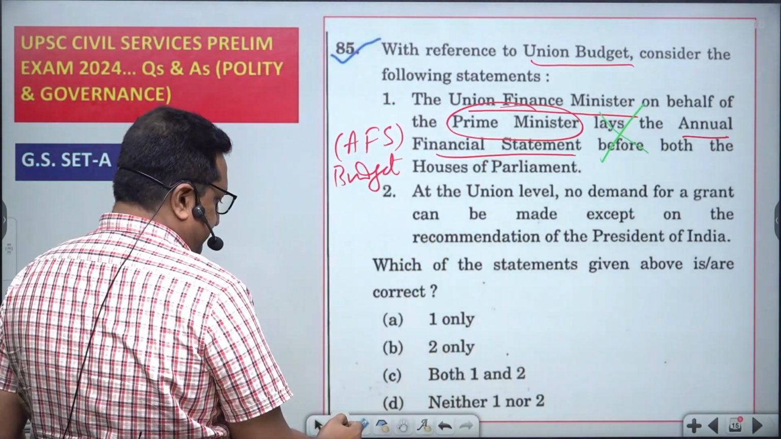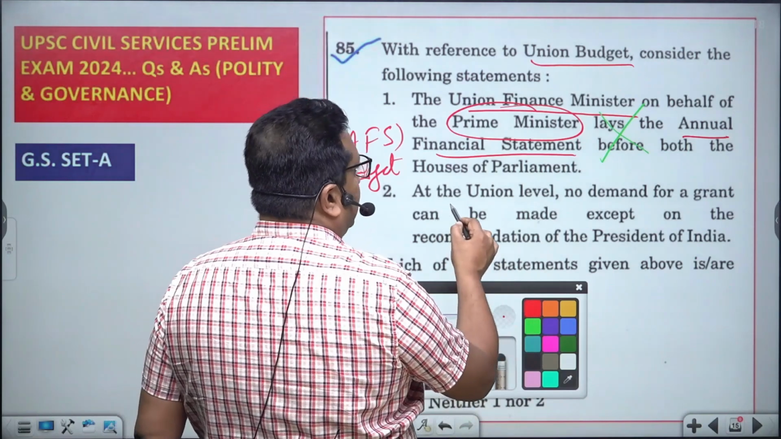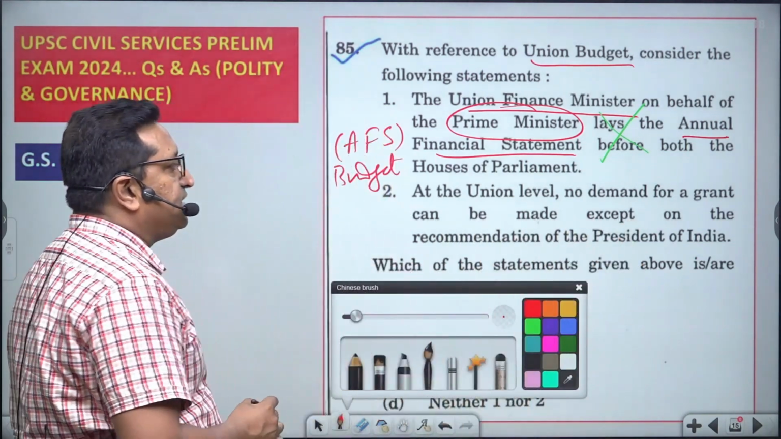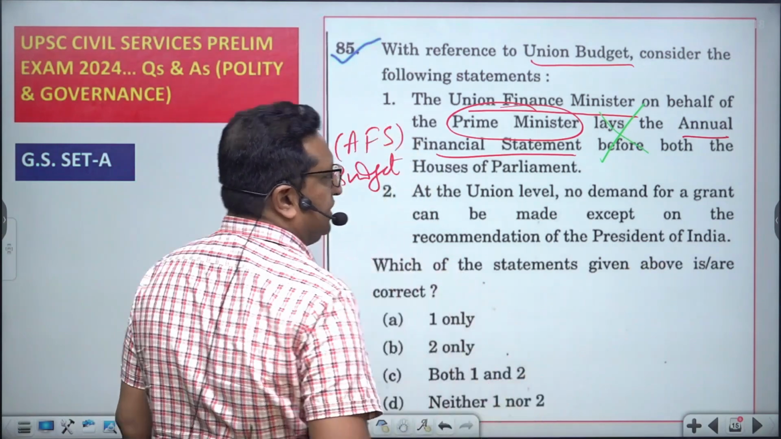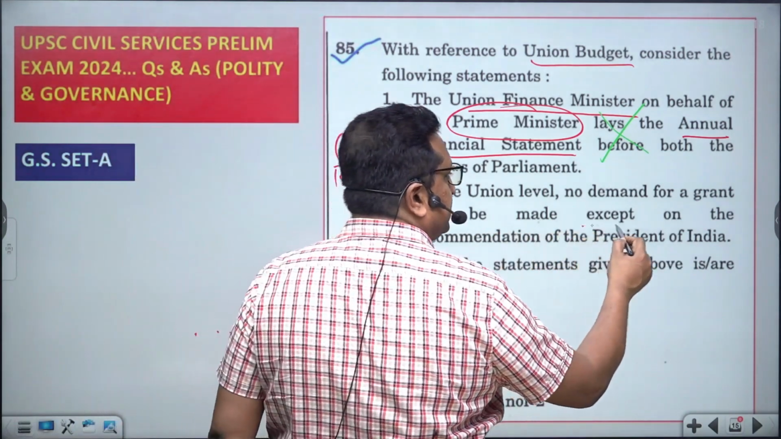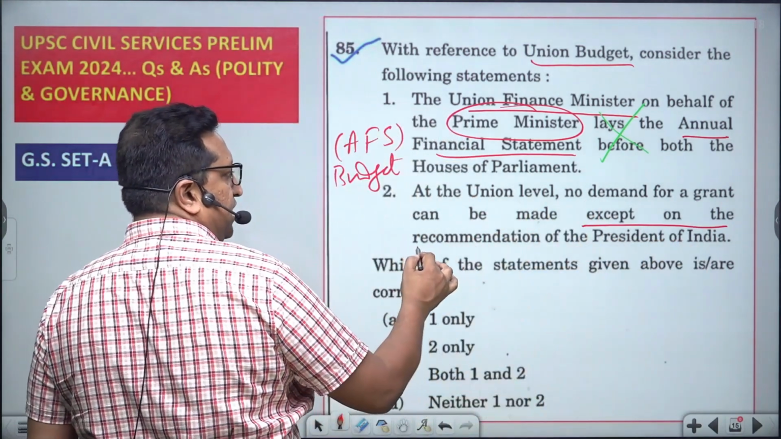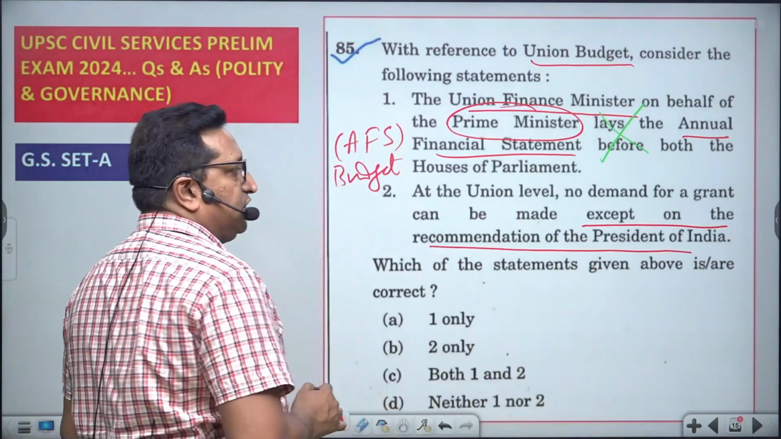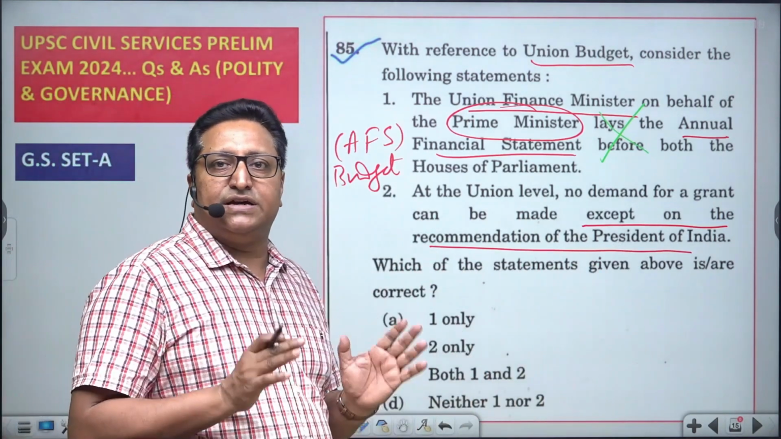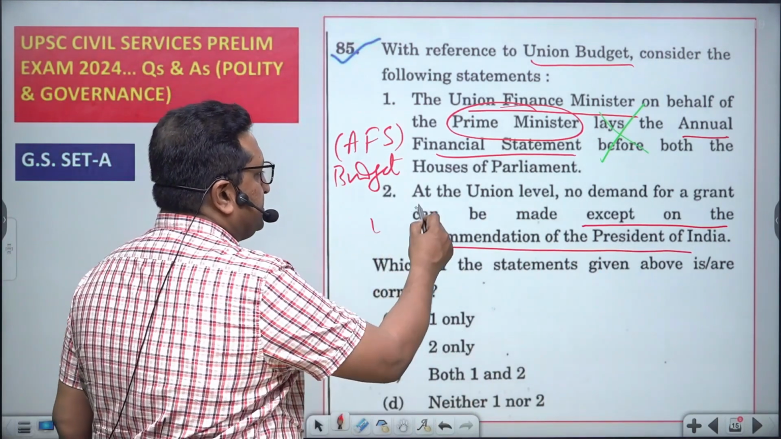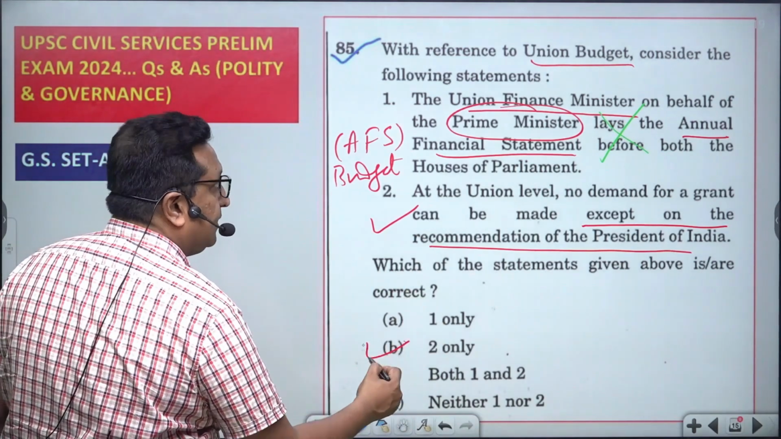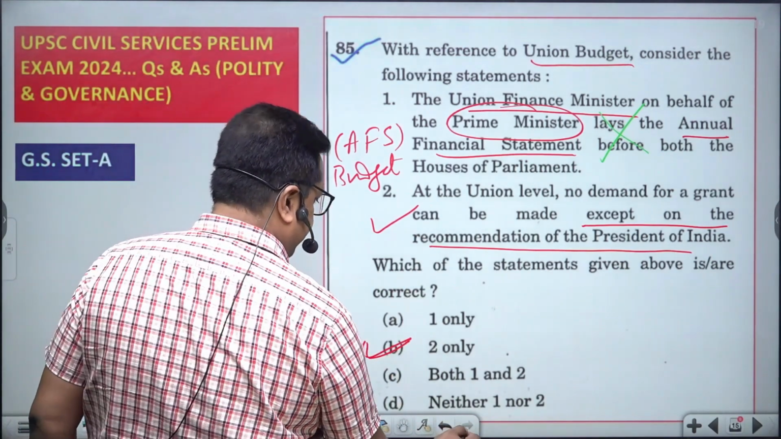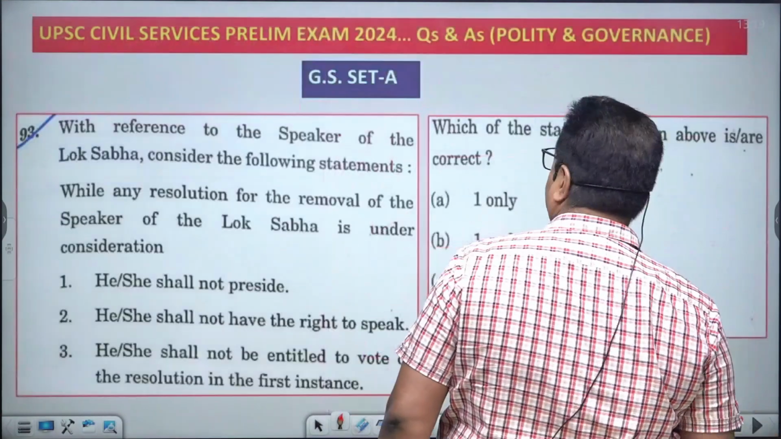Second question: at the Union level, no demand for a grant can be made except on the recommendation of the President of India. Yes, this is clearly mentioned in the Constitution. No demand for grant can be made except on the recommendation. Prior approval has to be taken from the President of India. So this is correct. So which will be the right answer? The right answer would be B. Fine. So the next question.